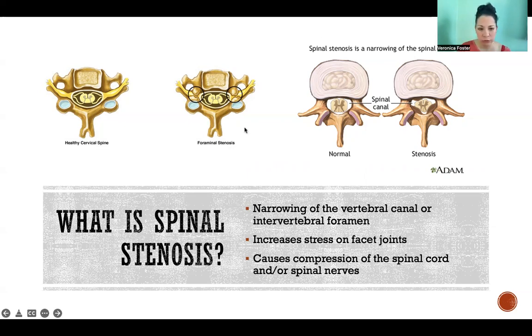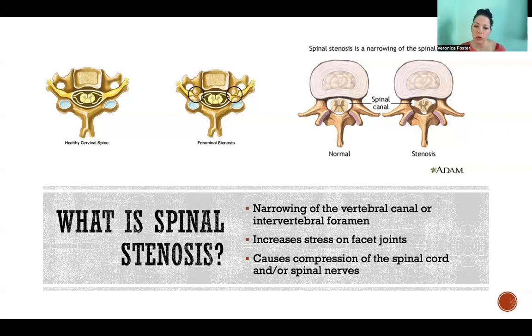Then the intervertebral foramen are the spaces on the lateral side of the vertebrae that allow the spinal nerves to exit the spinal cord and go out to the periphery of the body. Here in this picture, you see where those spaces are narrowing in, and it's pinching those spinal nerves where they're exiting the spinal cord. In either case, that's referred to as spinal stenosis. Stenosis in general just means narrowing of a space, so you see that word used in other places too.